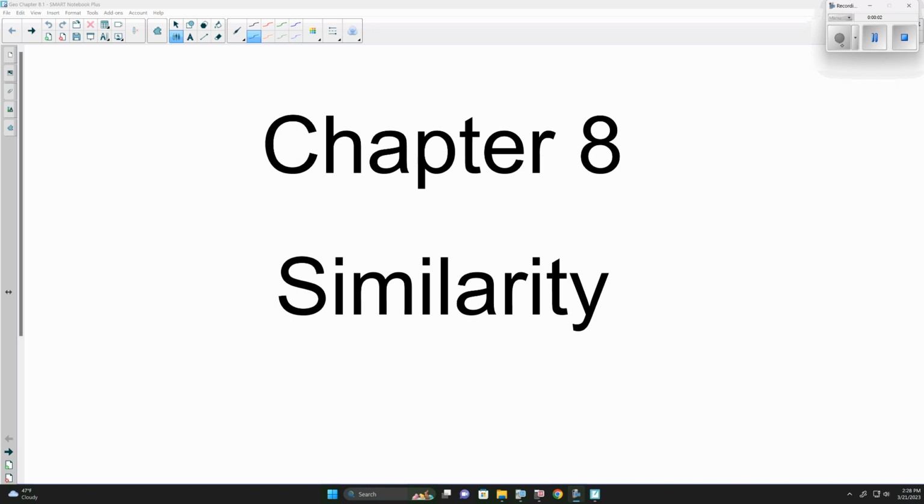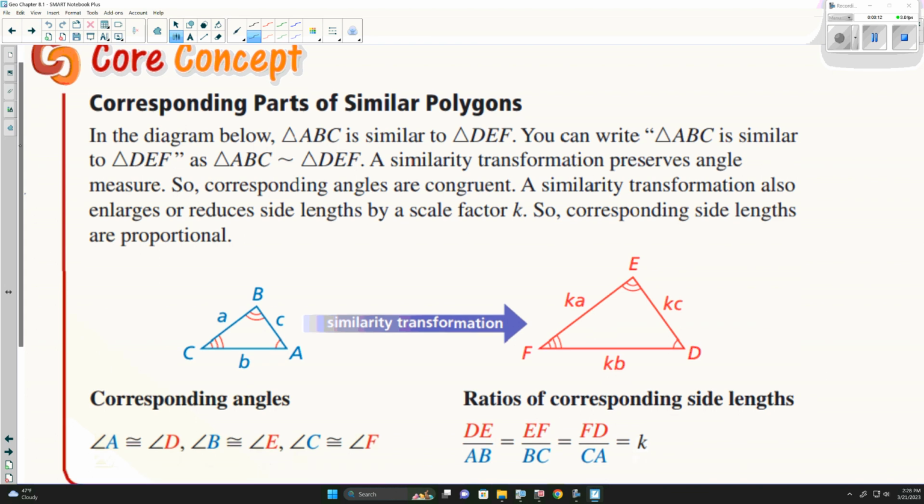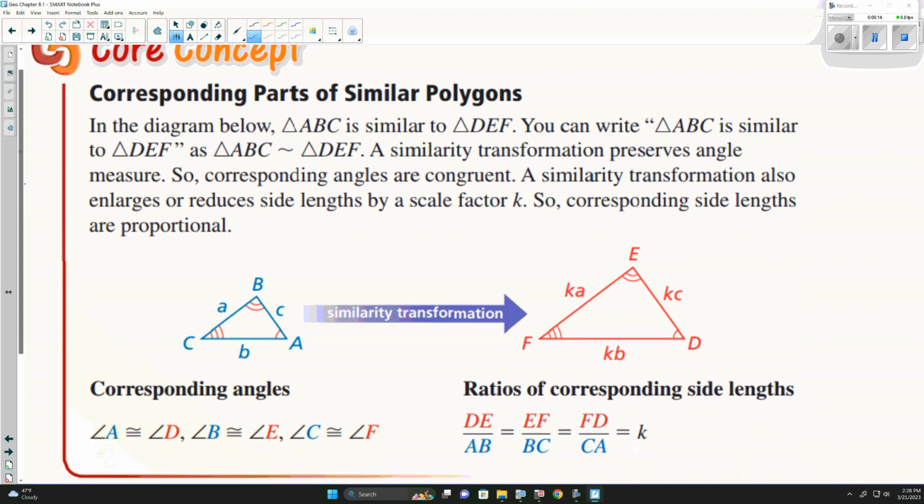What we're starting today is Chapter 8. Chapter 8 is similarity. We're talking about similar figures. And the first thing we're going to look at is corresponding parts of similar polygons. In the diagram below, triangle ABC is similar to triangle DEF. You can write this, ABC is similar to DEF.